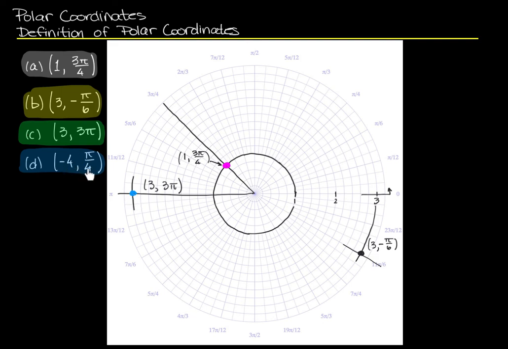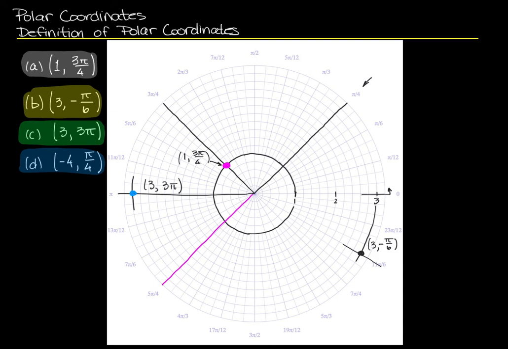This one has coordinates negative 4, pi over 4. So if I find my angle first, pi over 4 is here. So I'll be going along this line, except that this time my radius is negative. So instead of traveling along that line, I'm actually going to be traveling along this line. The angle is positive pi over 4, but the radius is negative. And the radius is negative 4.